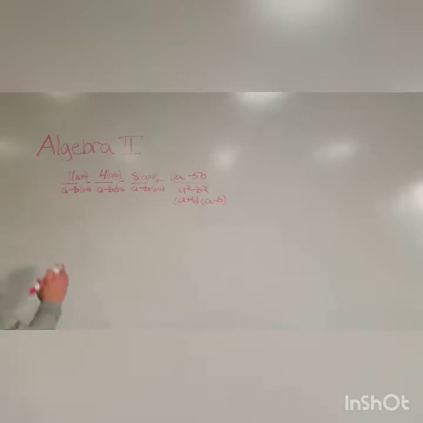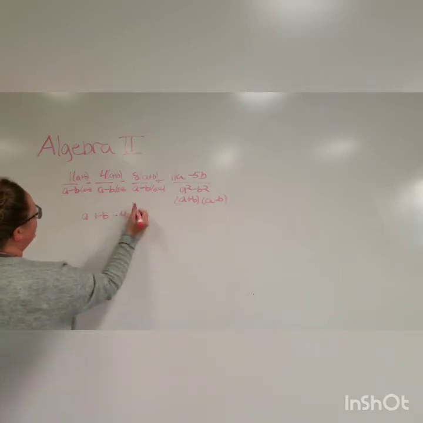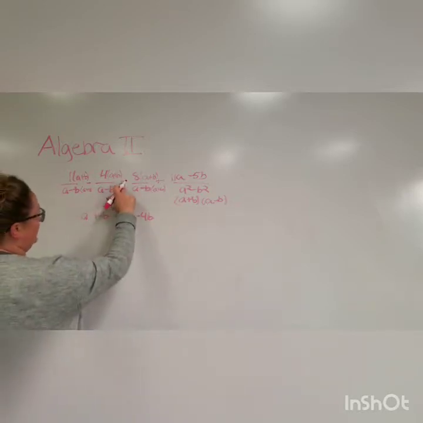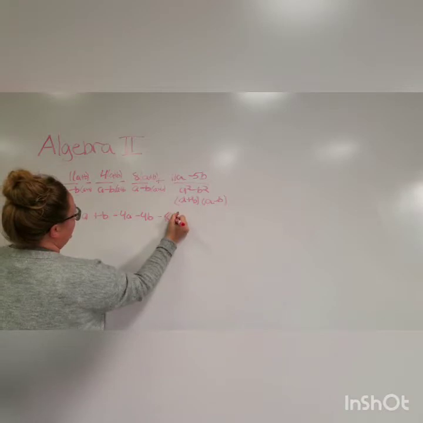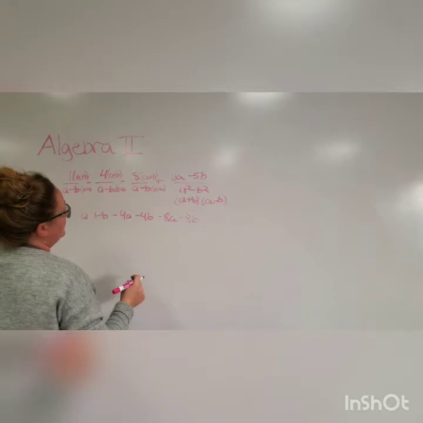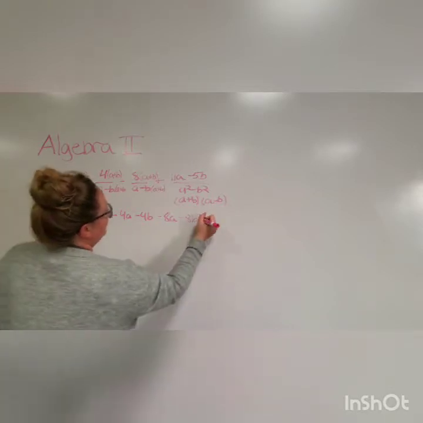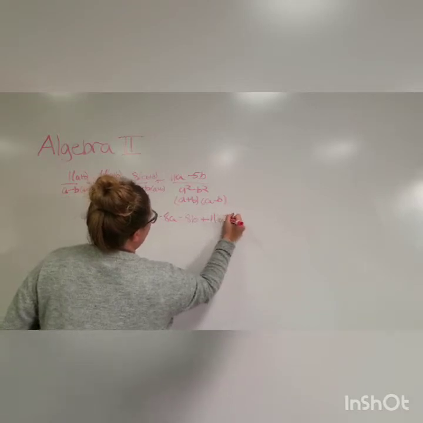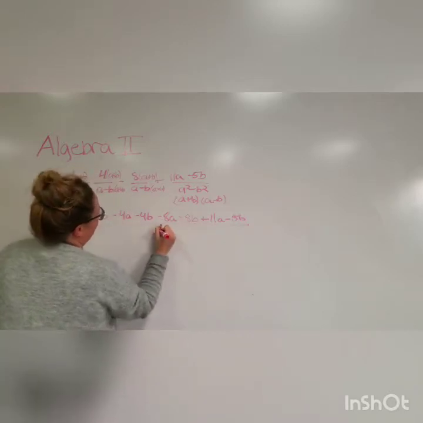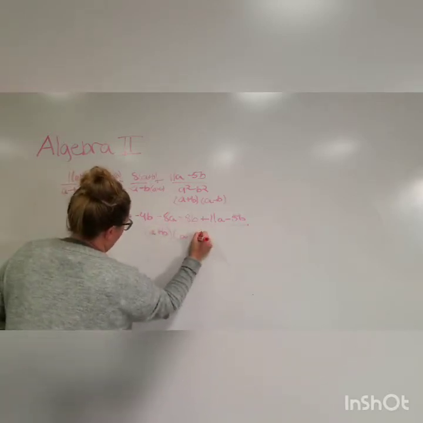All right, so let's do our multiplication on top. 1 times A is A, 1 times B is B. Next, we have, watch this sign right here, negative 4 times A is going to give you a negative 4A. Negative 4 times B is going to give you a negative 4B. This negative again, negative 8 times A is negative 8A. Negative 8 times B is negative 8B. And then last, we have plus 11A minus 5B. And this is now all over A plus B and A minus B.